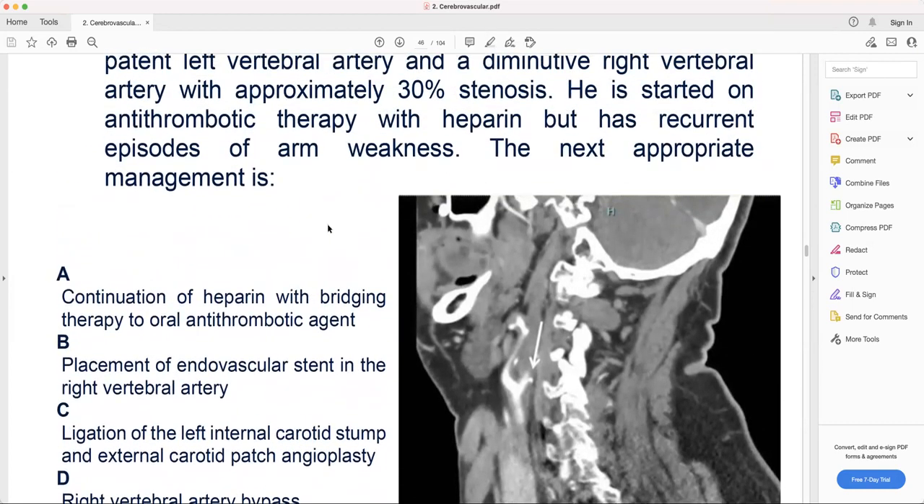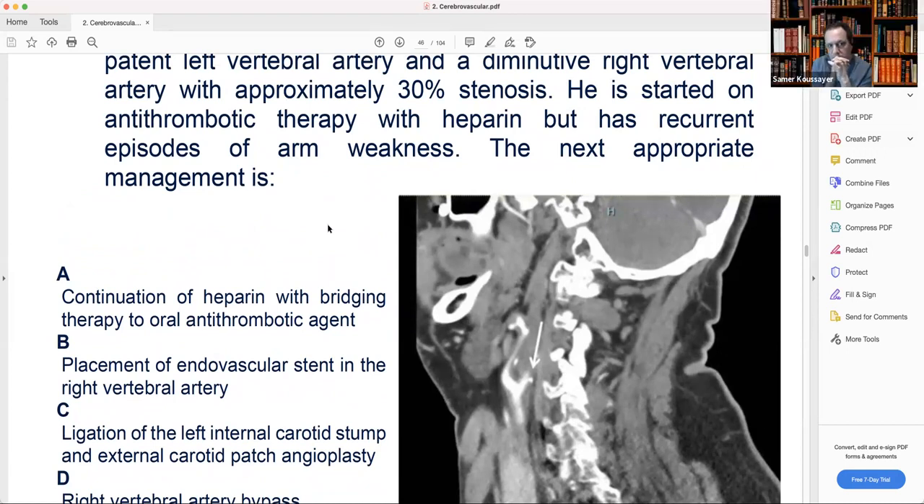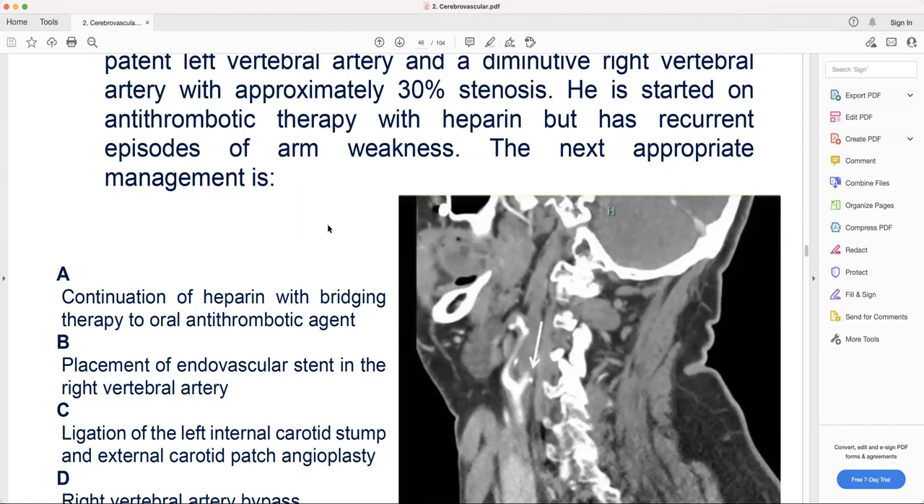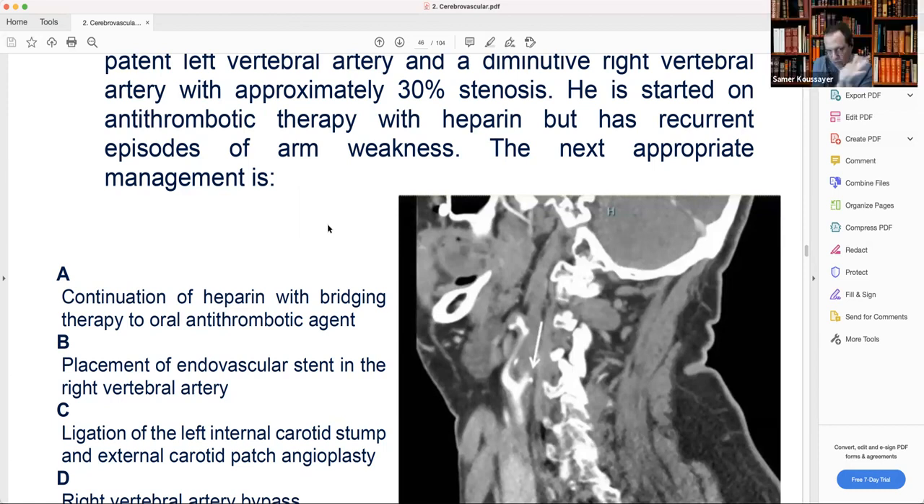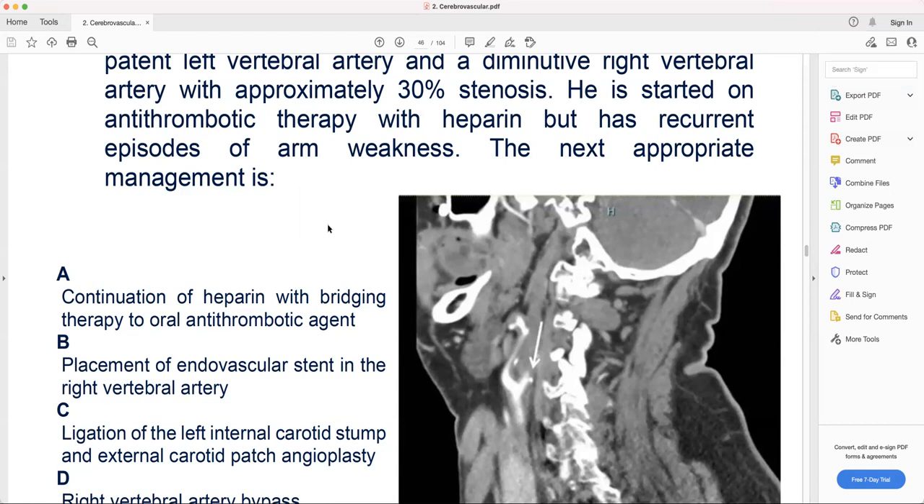We don't think so, because we don't give these patients antithrombotics. We usually give antiplatelets. Even patients who have TIAs, we give antiplatelets. We don't give antithrombotics, so it's not the right answer, okay?